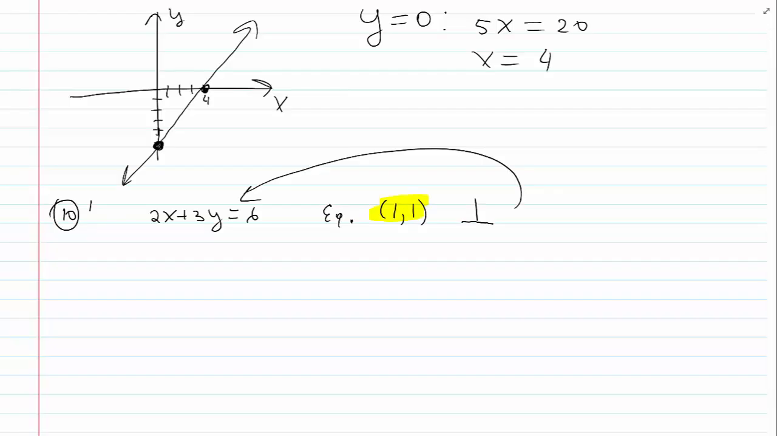Let me repeat myself. When it comes to finding the equation of a line, any line, there are two forms of the line that you should know. Both are equally important. One is y equals mx plus b, which is the slope-intercept form.